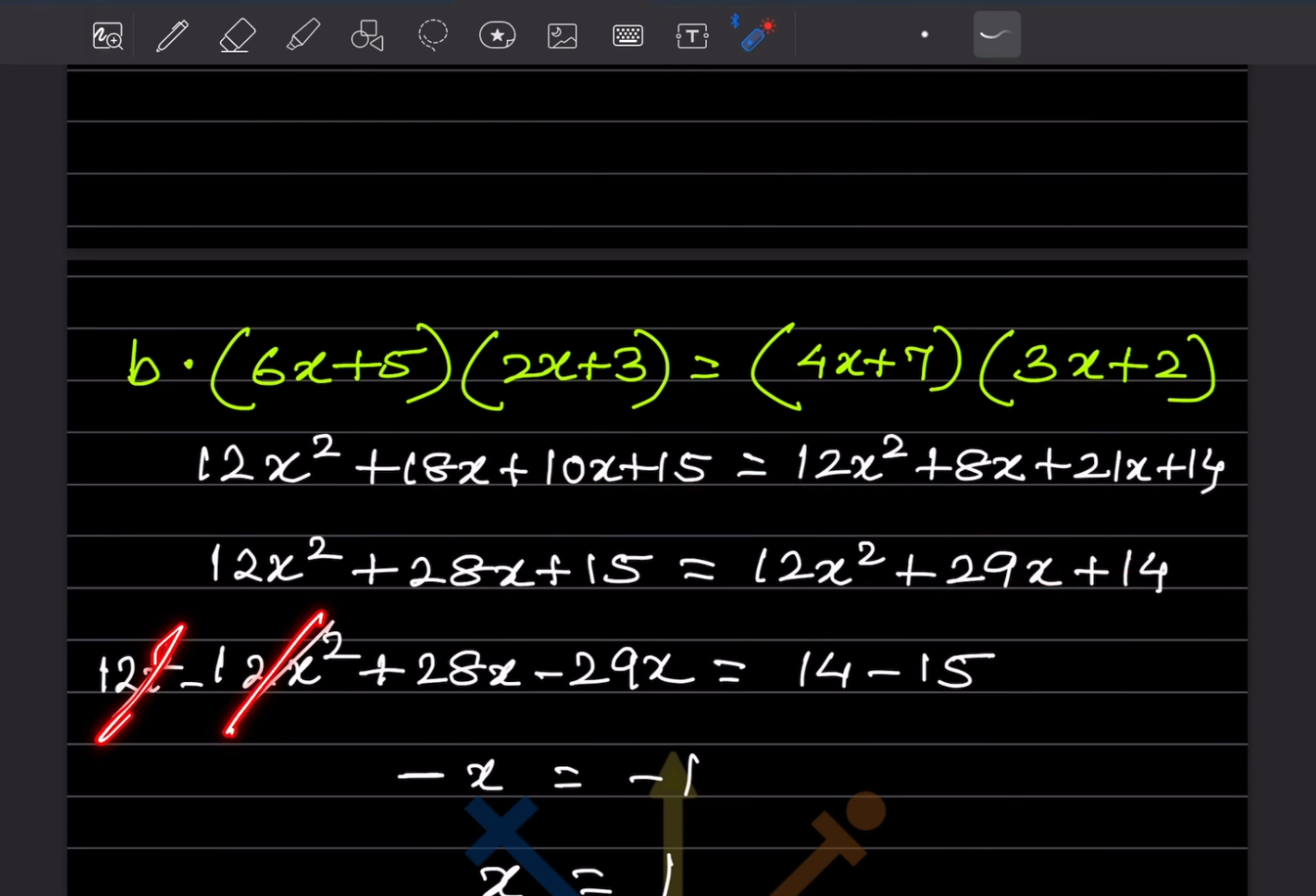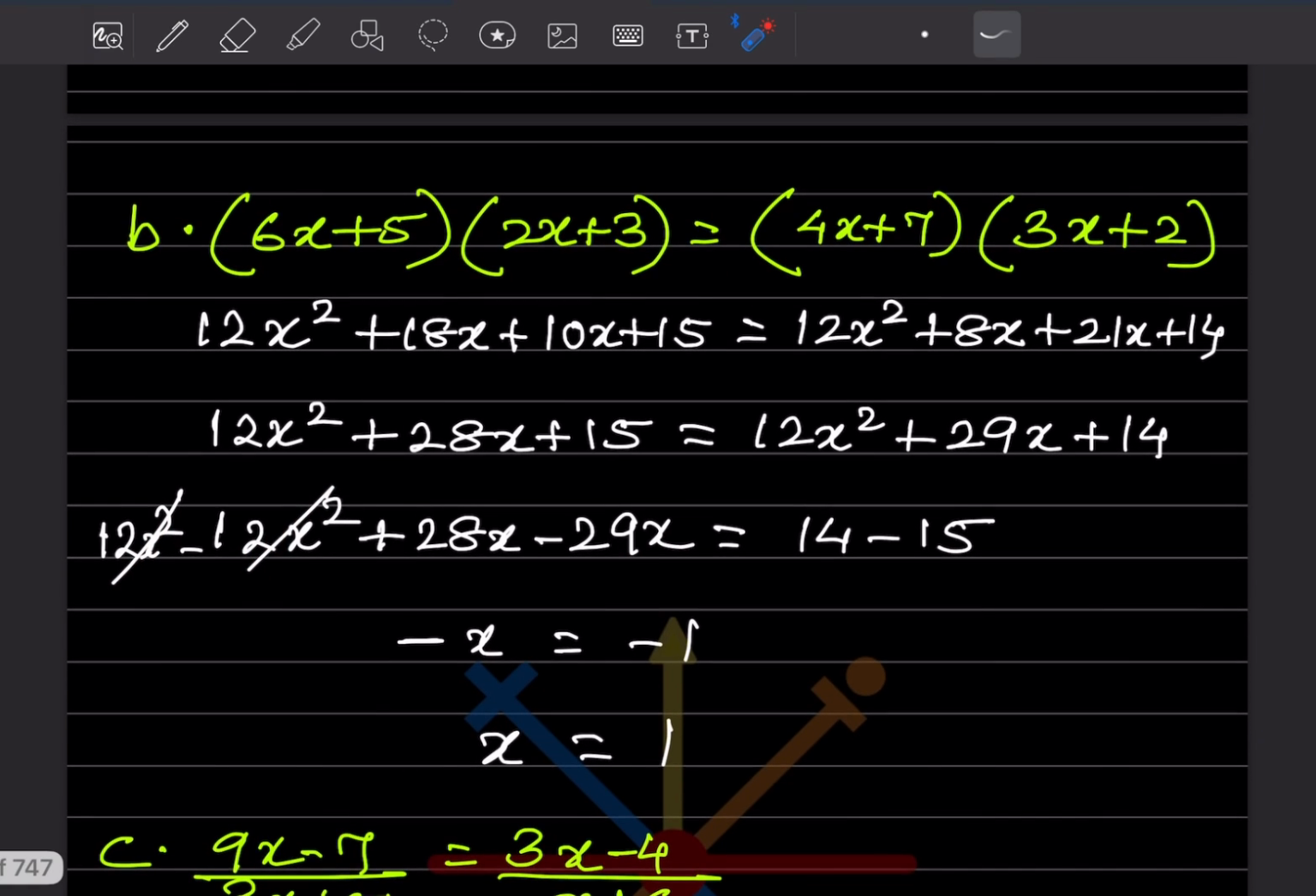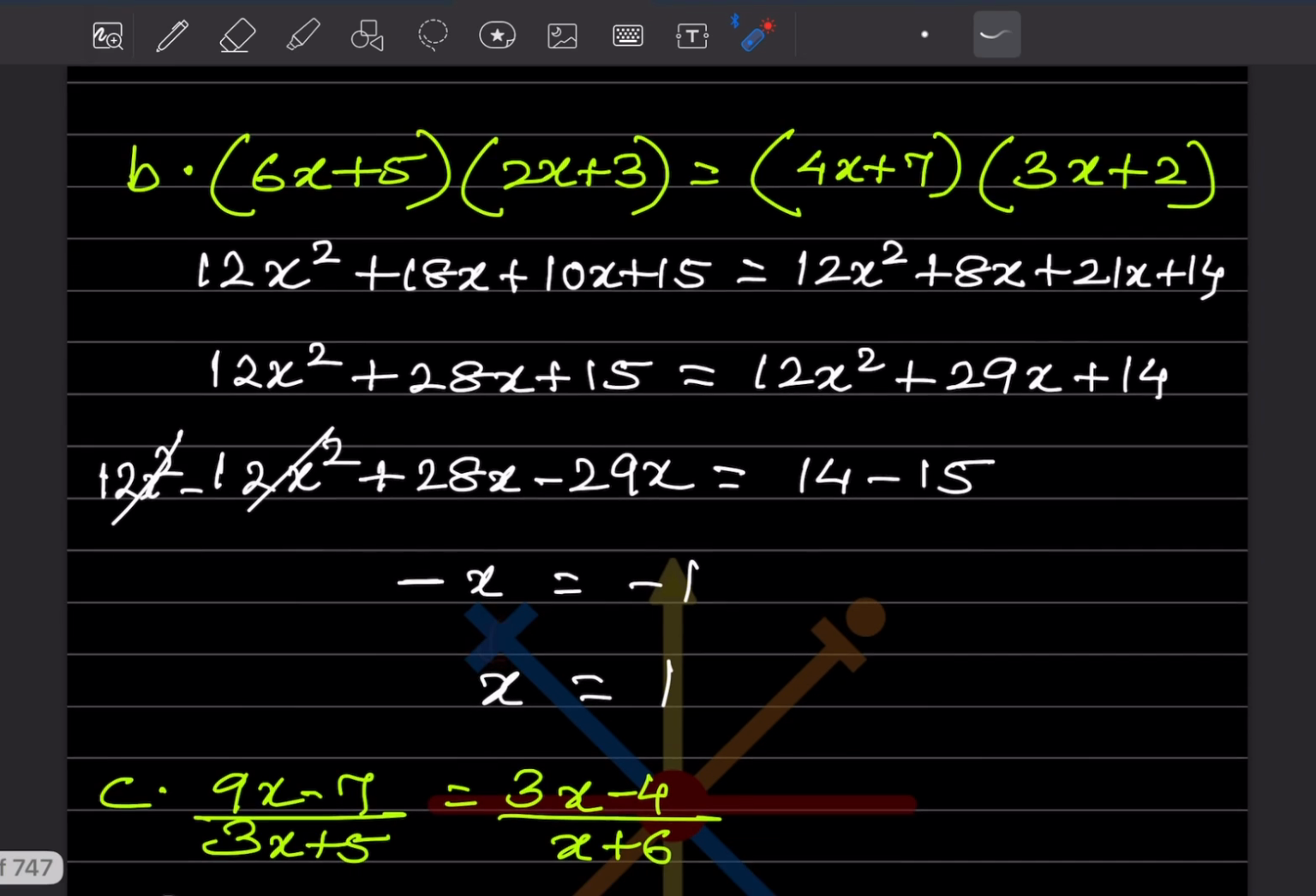So this and this get cancelled. 28x minus 29x means minus x will be here, minus 15 plus 14, that will be minus 1. So both the sides negative becomes positive, so x is going to be 1.